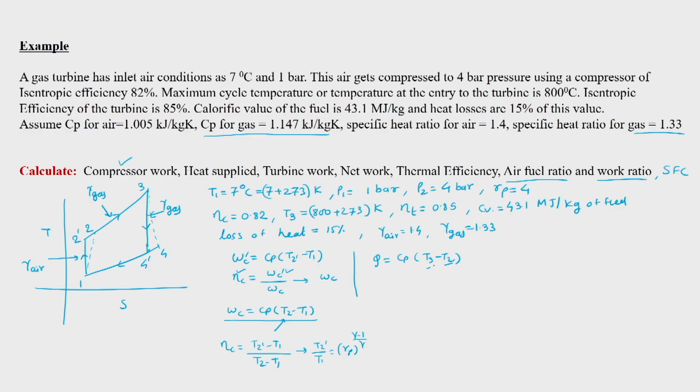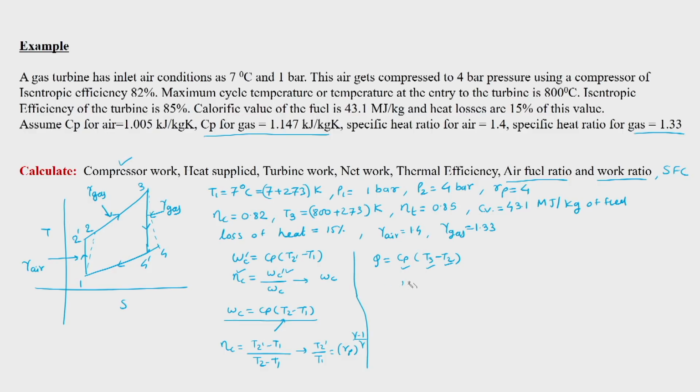So T2 is known, T3 is given, Cp of gas is given. Here we have to use Cp of gas. We can find out Q in, that is the actual heat which is going into the gas turbine power plant. Then we can find out turbine work. For that obviously we have to use Rp. So Rp usage will give us T4 dash upon T3.